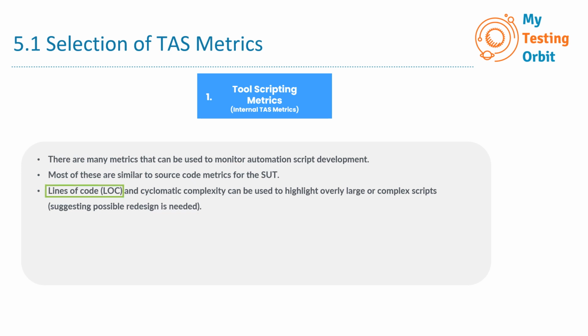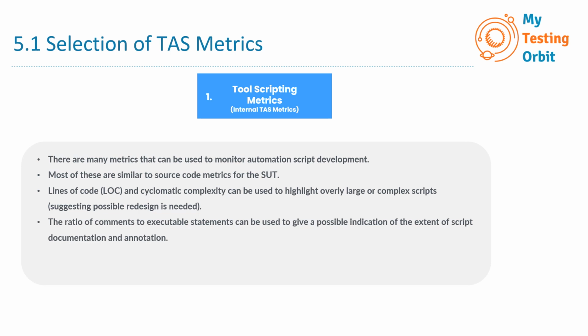Let's have a look at what lines of code is. Think of LOC as the pulse of your script. Too high and your script might be too complex, so it's time for a redesign. And if it's too low, it might not be comprehensive enough. Then we have cyclomatic complexity. This metric measures the script's complexity based on decision points and the code paths. So high complexity indicates potential maintenance challenges.